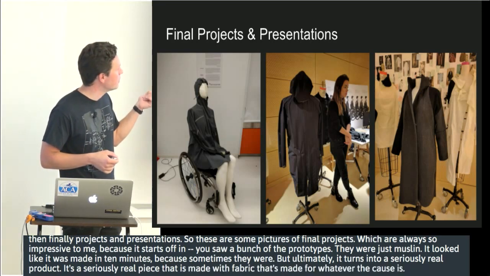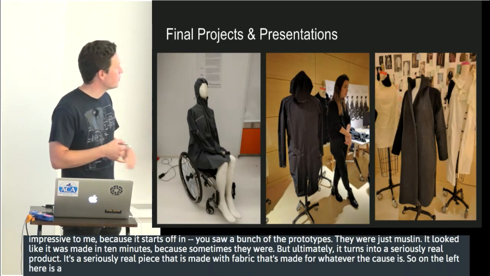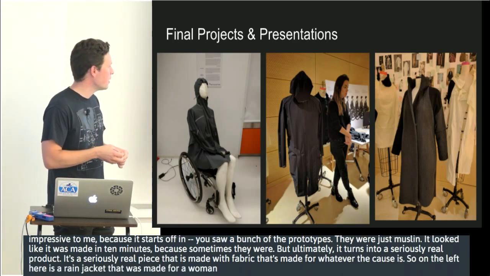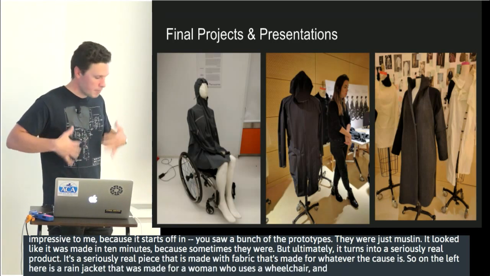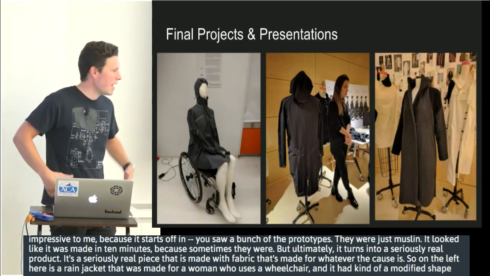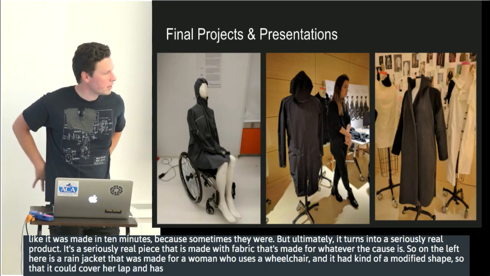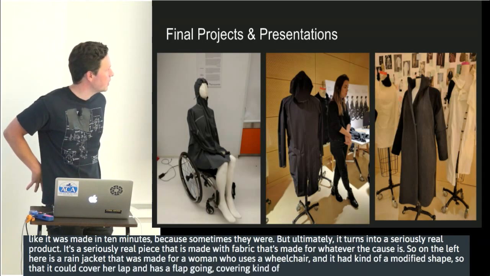On the left here is a rain jacket that was made for a woman who uses a wheelchair, and it had a modified shape so that it could cover her lap, and has a flap covering the backpack that would sit on the back of the chair.